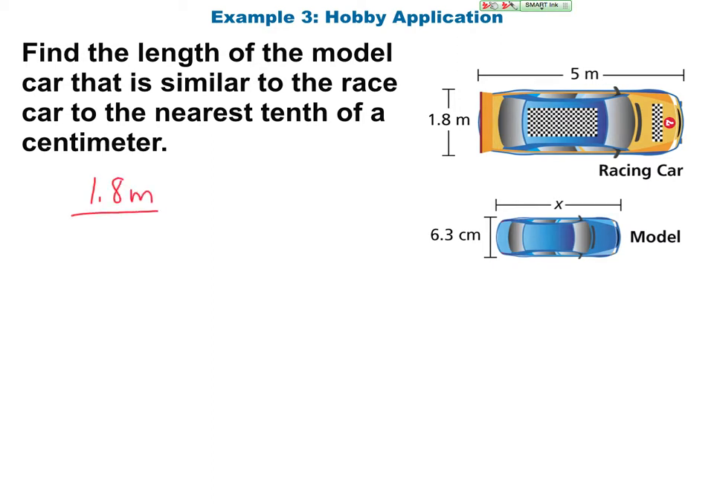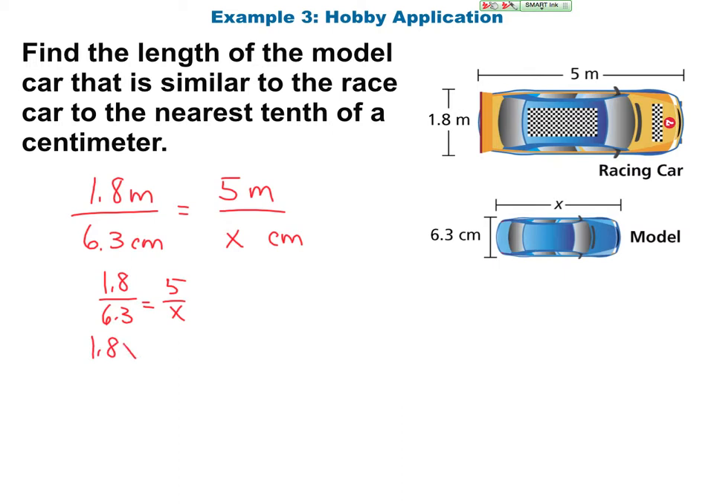Okay, so the width to the width. 5 meters over x. Now I was writing the units because that's going to help me figure out what the units will be on x. Looks like in the first fraction I'm comparing meters and centimeters. So in the second one, meters, and x is going to come out with a centimeter type of unit on it. That being the case, you can forget what those actual units are when you cross multiply.